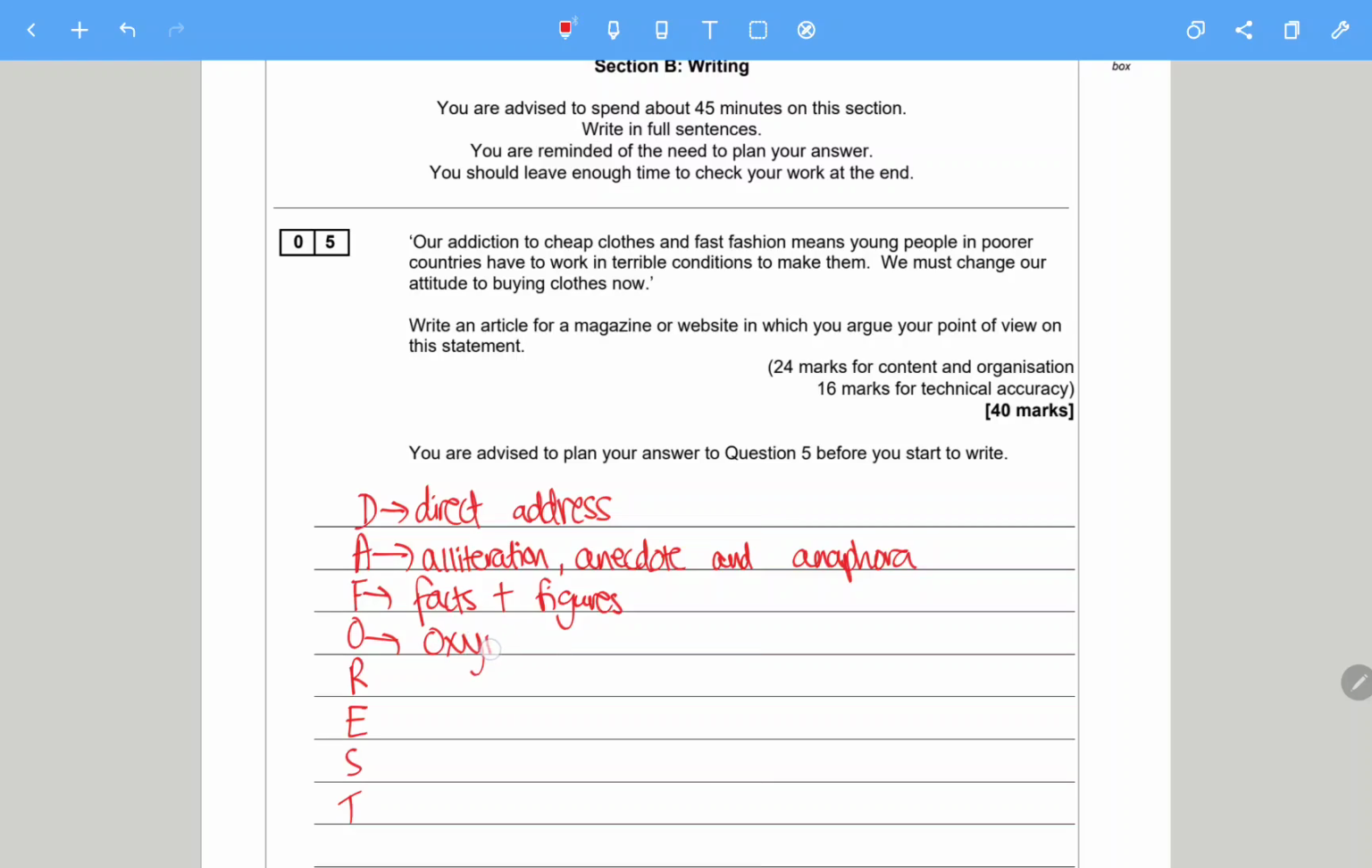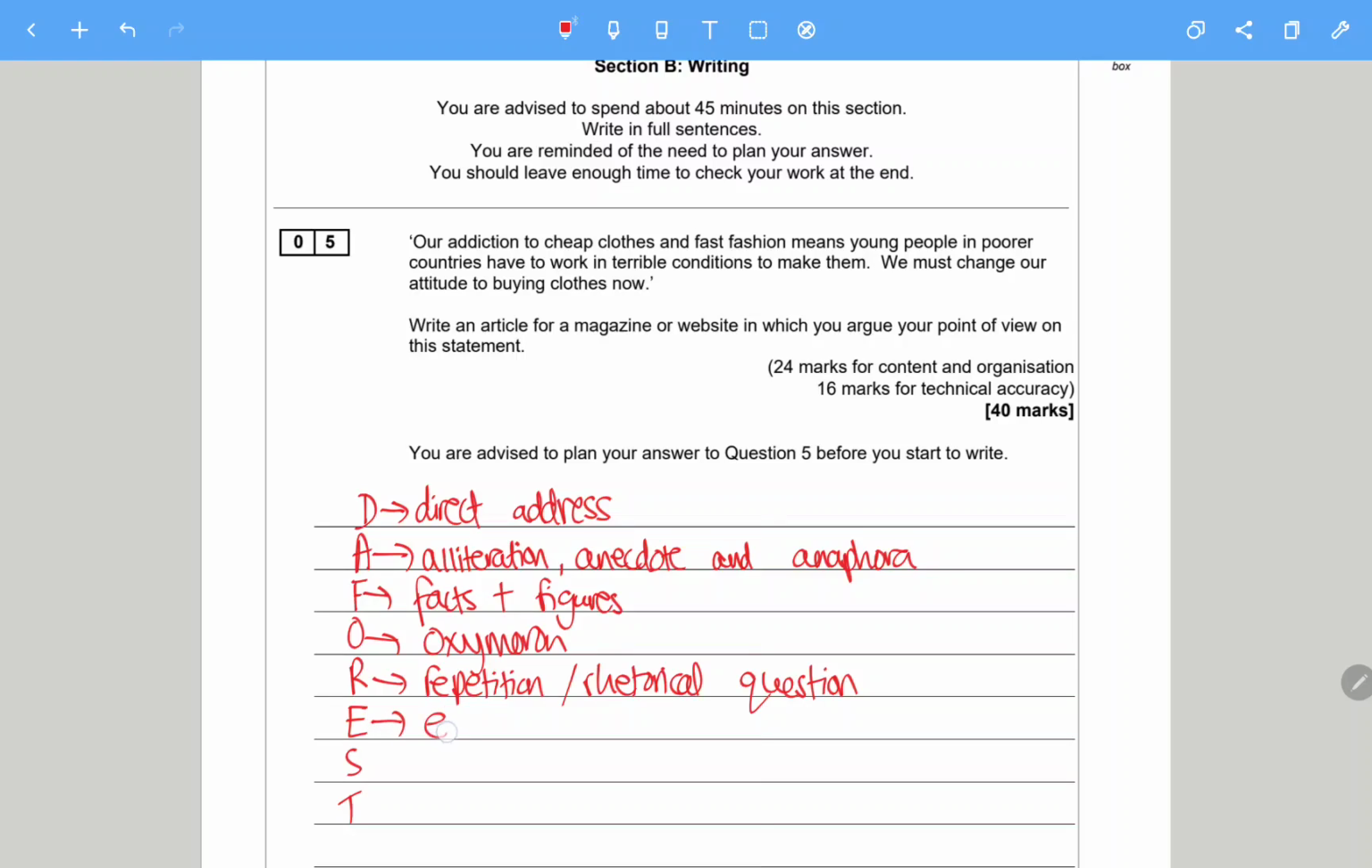O is oxymoron. So oxymoron is when you have two words placed together with contrasting meanings. R is repetition and rhetorical question. So again, very simple but effective when writing an article. Repetition is when you repeat a particular word or phrase throughout your answer. Again, it's used to emphasize a particular thing or idea. A rhetorical question is a question that requires no answer.